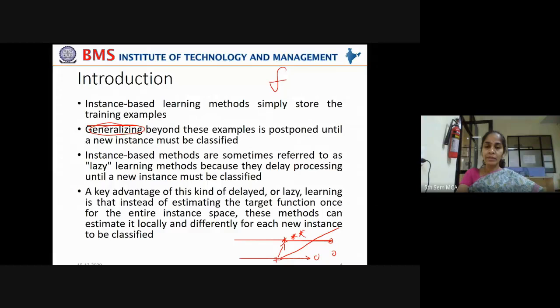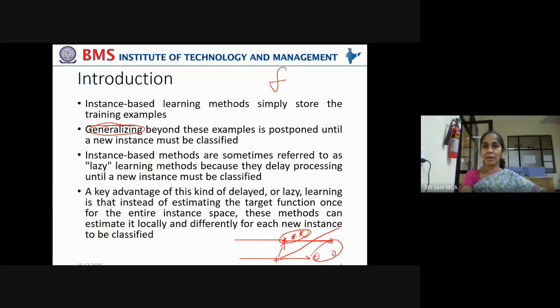Now, it will analyze whether this new data point's features match with this class's features or that class's features. And based on some calculations, it will assign that new data point to either the star class or the circle class. So how is the classification postponed? How is some decision or task postponed? It is postponed till the end, until a new data point is given.